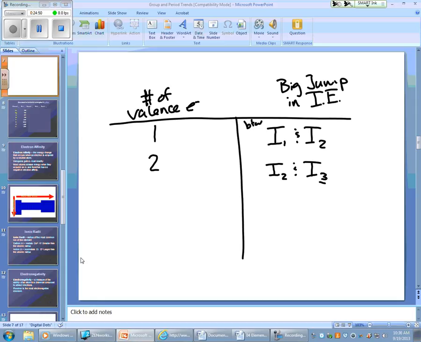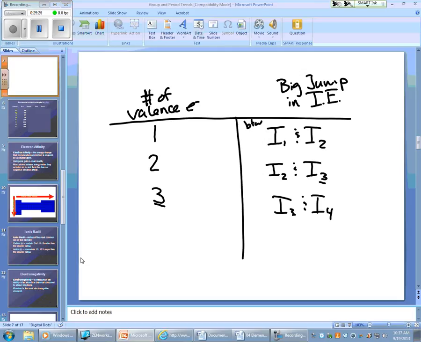If we're talking about something from the boron family, so group 13, which has 3 valence electrons, where do you think you're going to see a big jump in ionization energy there? Between I3 and I4. So they're going to lose their 3 valence electrons pretty easily. And so I3 will still be relatively small. But I4, they've lost all of their valence electrons, and now we're trying to remove a core electron. And that's going to take way more energy. Does that make sense?